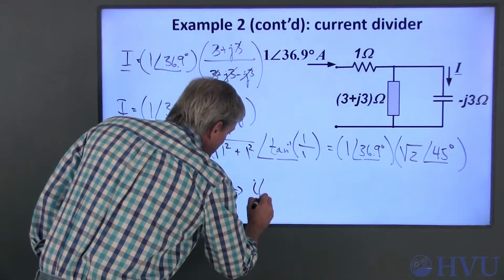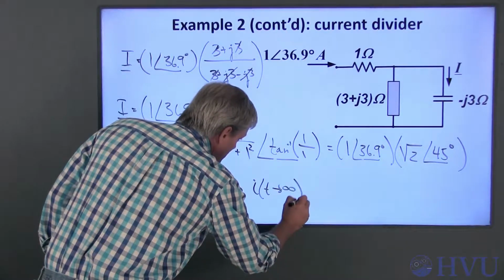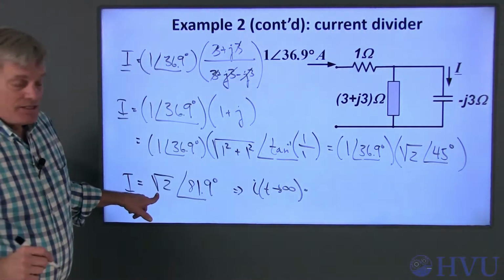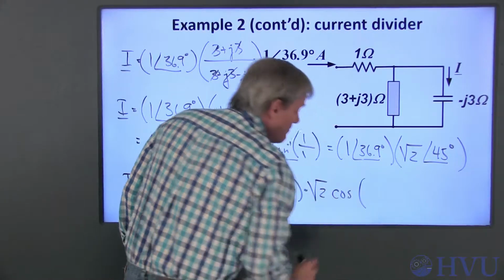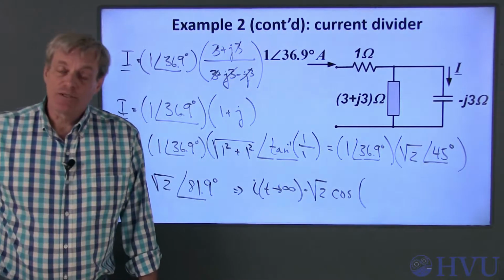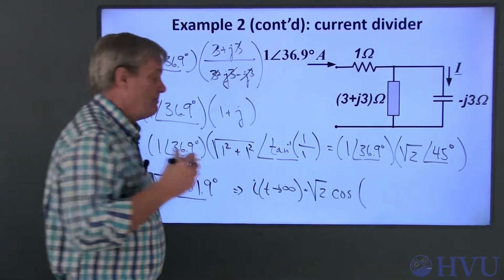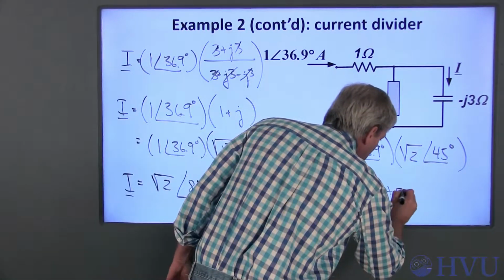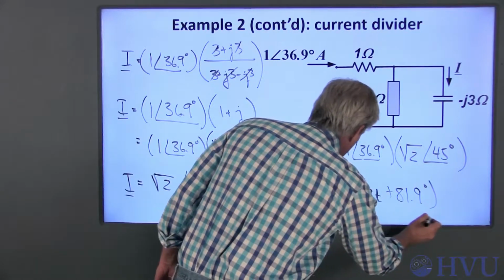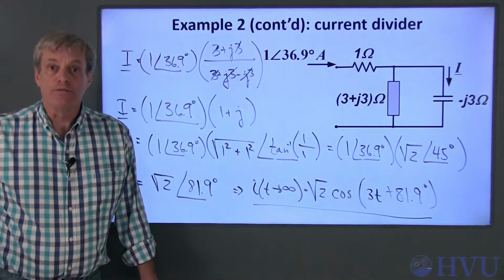That means that the current as a function of time, as t goes to infinity, has this magnitude, square root of 2. Cosine of the frequency, which is 3 radians per second from our original problem statement, 3t plus 81.9 degrees, and there is finally our solution.